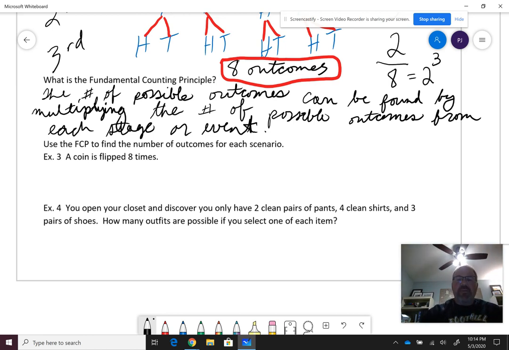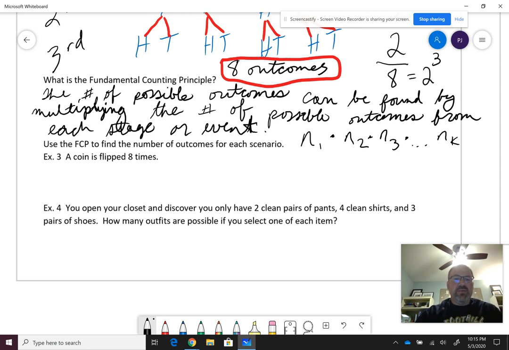So if you think about it from the previous example, what did I do? Well, there are 2 possible outcomes from the first flip, then 2 from the second flip, and 2 possible outcomes from the third flip. If I multiply each of those together, then I end up with my number of outcomes. So whatever your first number is, however many possible outcomes you can get, you multiply that times the second one, then times the third one, and you're going to keep going till however many times you're doing it or events you're looking at.